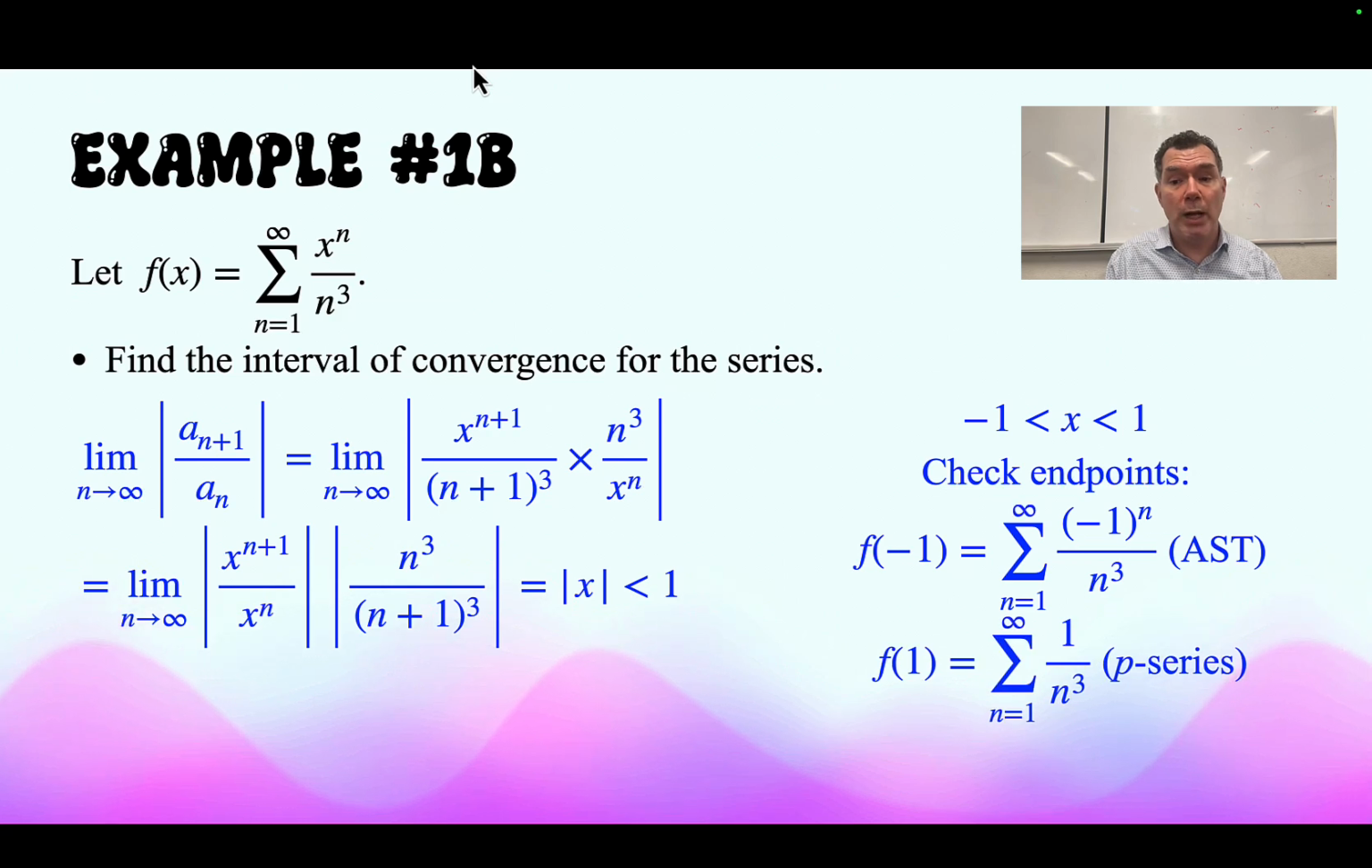Then if I plug in 1, I don't have an alternating series anymore. All the terms are positive, but it is a p series. And the value of p, that's the exponent of n in the denominator, that's 3. It only needs to be bigger than 1, and 3 is bigger than 1, so that p series does converge. So I can include 1 in my interval of convergence as well. That means that my interval of convergence goes from -1 to 1, including -1 and including 1.